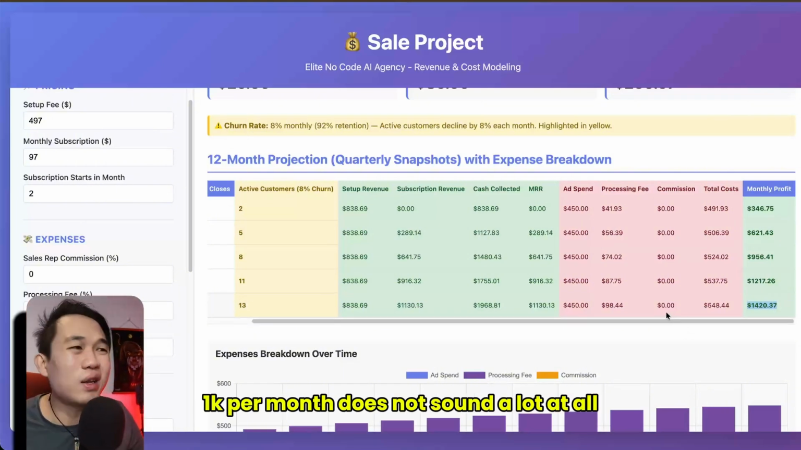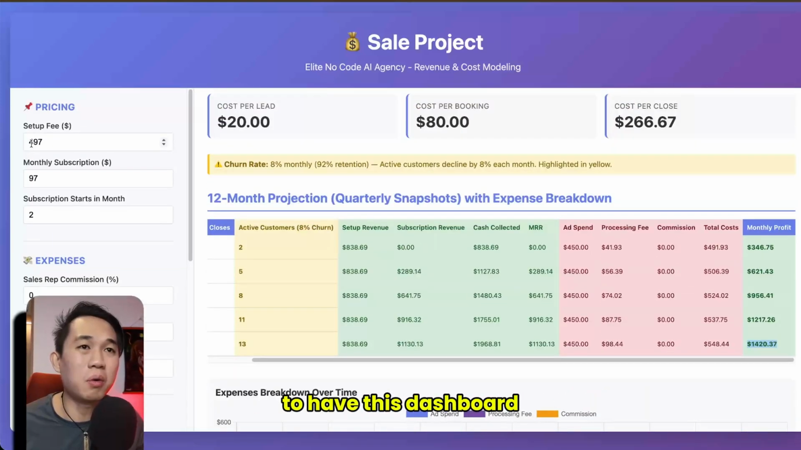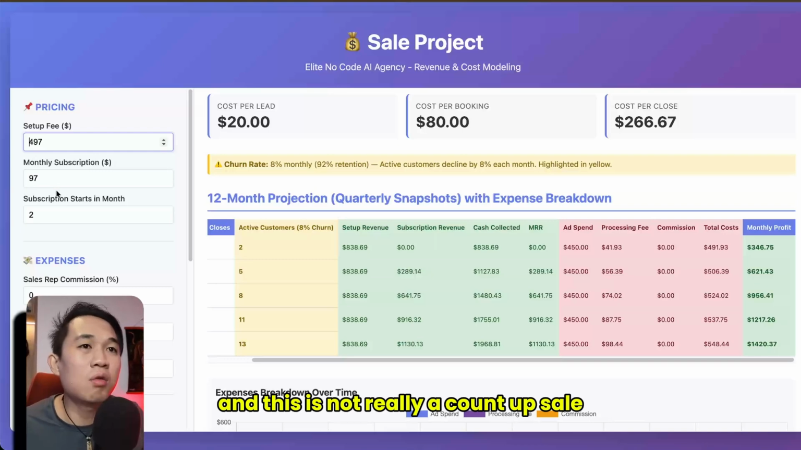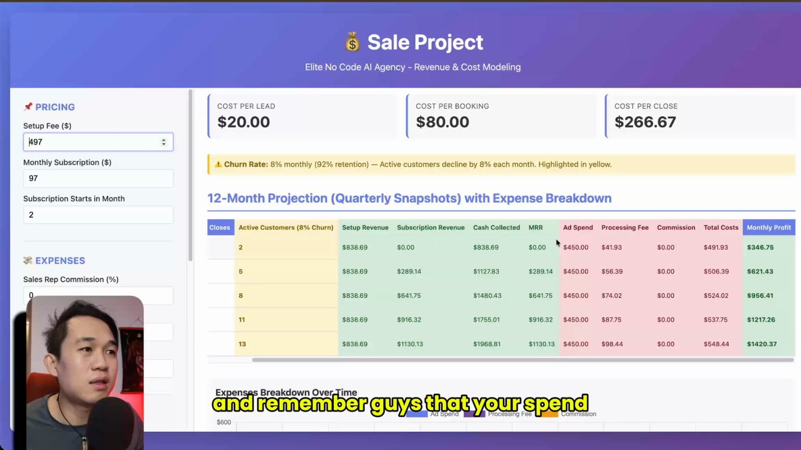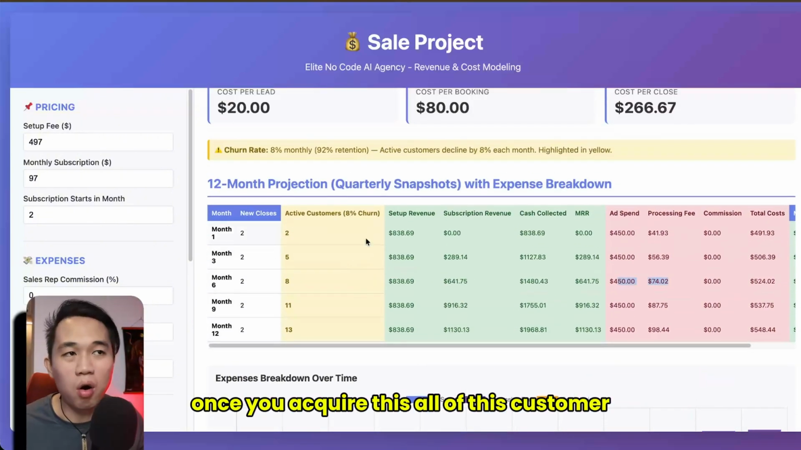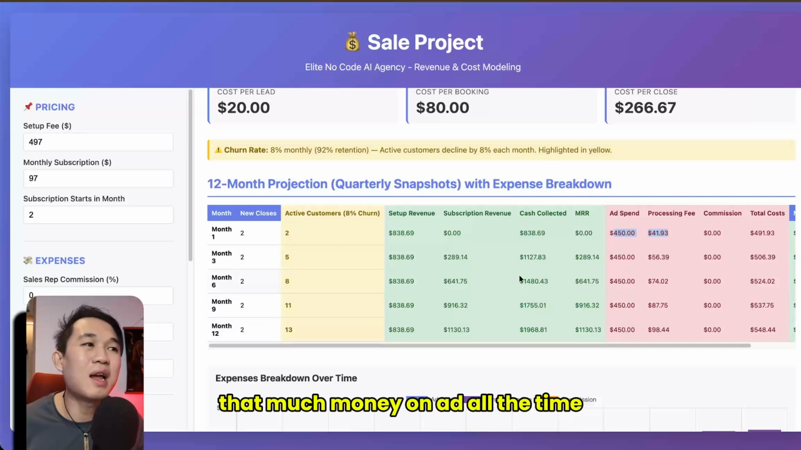Now, 1K per month does not sound like a lot at all. This is why it's very important to have this dashboard, so you can really adjust the setup fee. And this is not even counting upsell. You want to be focusing on upsell. And remember, guys, that your expense may not always stay the same. Once you acquire all of these customers, you don't technically have to be spending that much money on ads all the time.